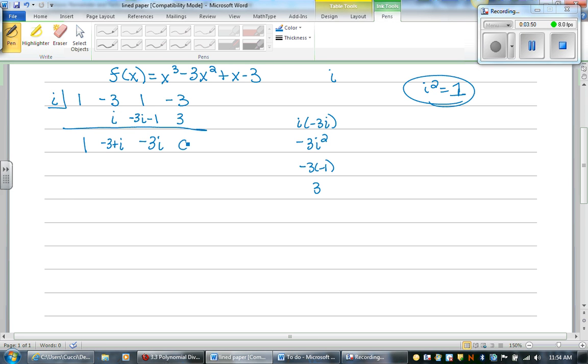So since f of i equals 0, i is a 0 of f of x. Okay? All right, so that's synthetic division. I hope you enjoyed it. I actually really like synthetic division. It's pretty simple to use, and it's quick.